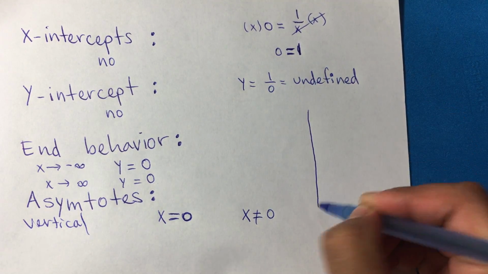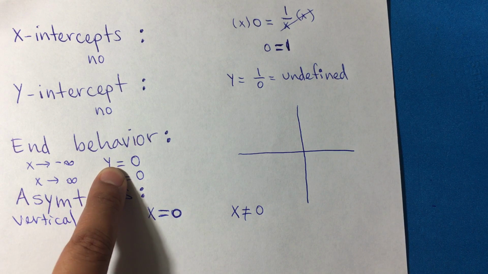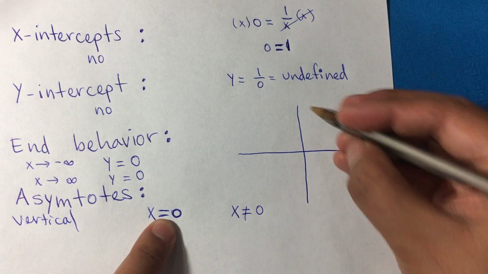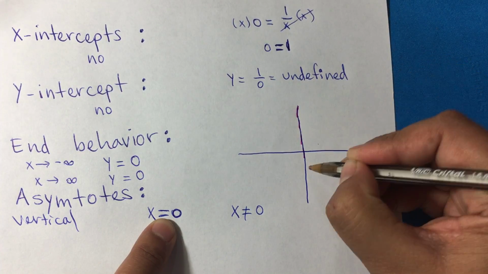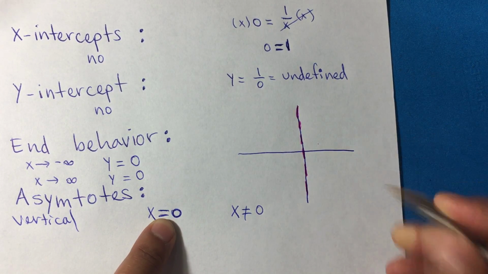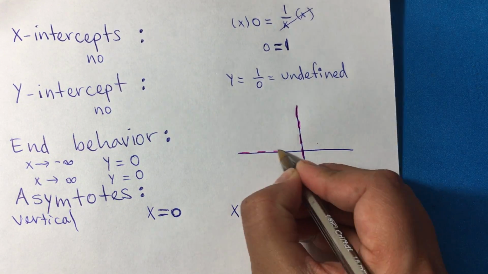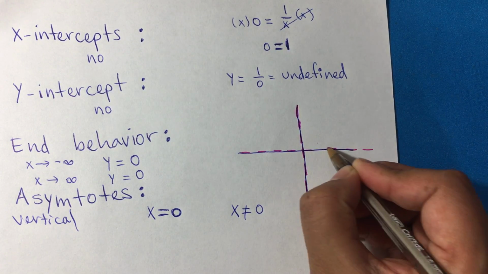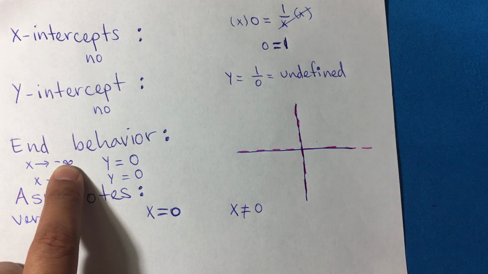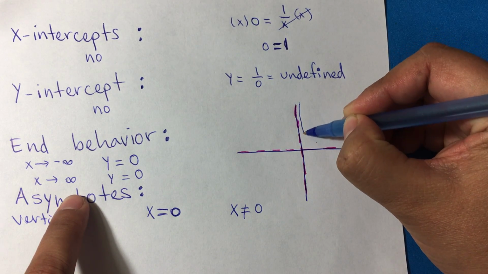Okay, so now to draw a very rough sketch. The end behavior tells me that it's going to be approaching 0, but then I also have a vertical asymptote at 0, and it's approaching 0 on the end behavior as it goes infinitely on x. There are no x-intercepts or y-intercepts. It means that it never crosses the x or y.